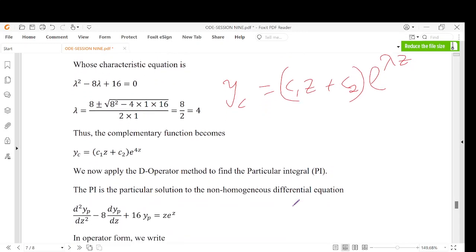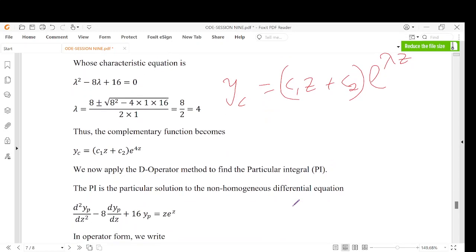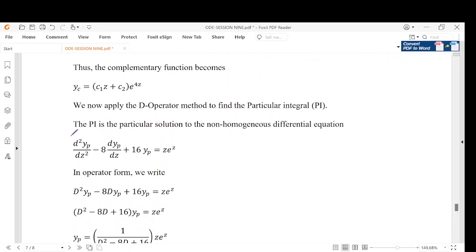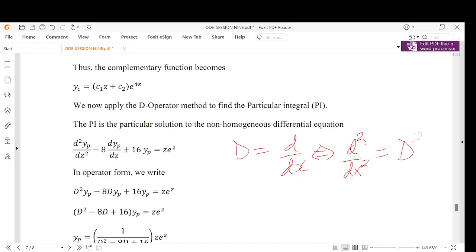The particular integral, as we've said, is a particular solution to the non-homogeneous differential equation. So we write the non-homogeneous differential equation in terms of yp. Then we write this in operator form. Remember that D is the derivative with respect to x, which implies that d squared by dx squared can be expressed as D squared, the square of the operator D.